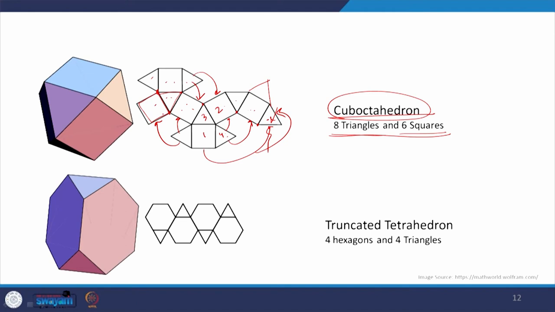So this is for cube octahedron. Then we have a truncated tetrahedron. What a truncated tetrahedron is, you remember tetrahedron? It has 4 triangular surfaces. Now if I chop off each of the pointed edges of the tetrahedron, I will get a hexagon there. So what I will get? I will actually get 4 hexagons, because it has these 4 surfaces, 4 triangular points. And so what we are getting here is these 4 hexagons and 4 of these triangles.